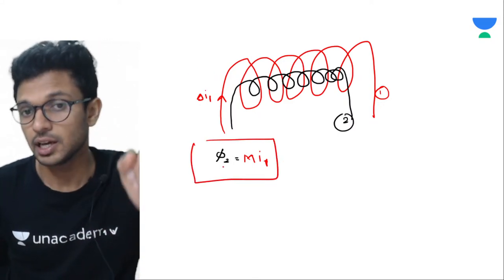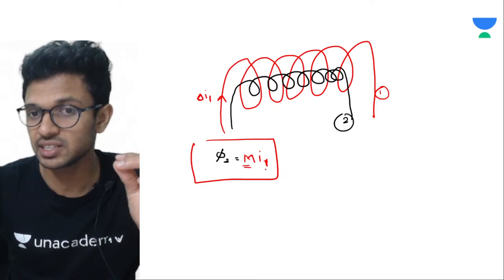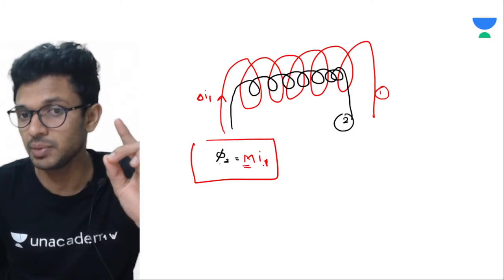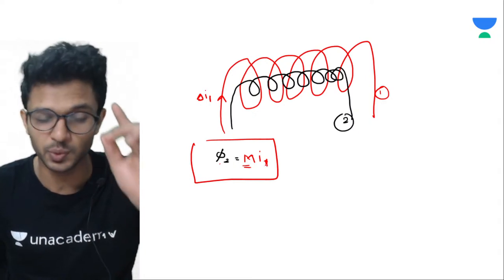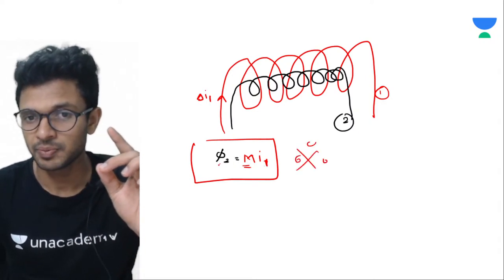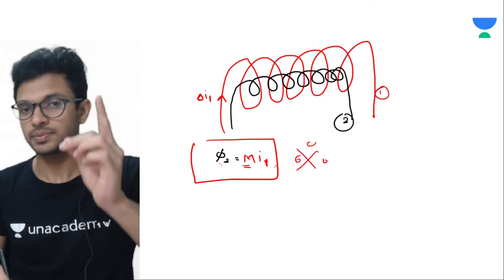This is a formula. Flux associated with the second coil is mutual inductance into the current in the first coil. Phi 2 is M into I1, not M into I2. Note it down. It's very important. 2 comes with 1, 1 comes with 2.